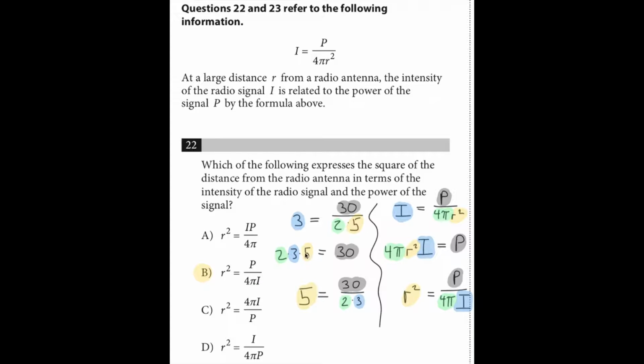Then, if you really wanted to get 5 all by itself, you could divide both sides by 6. The 2 and the 3 would move over here. And we do know that 30 divided by 6 is 5. It's still true. It's still valid.